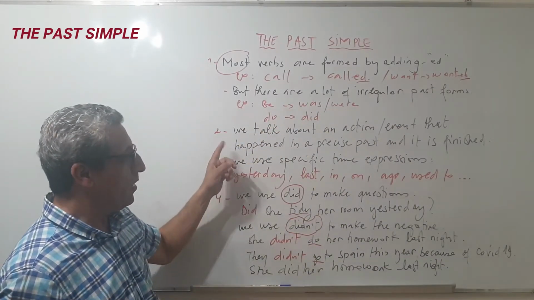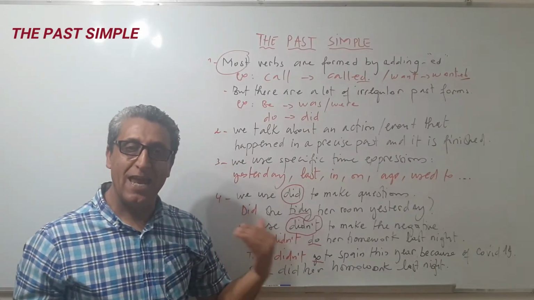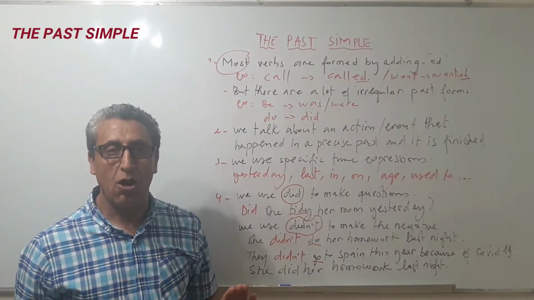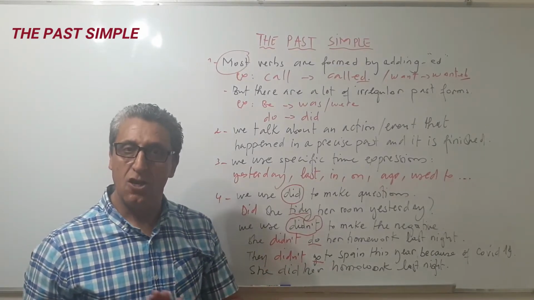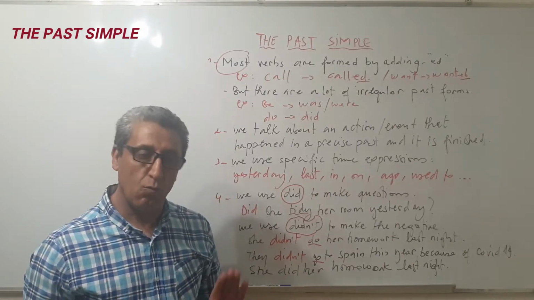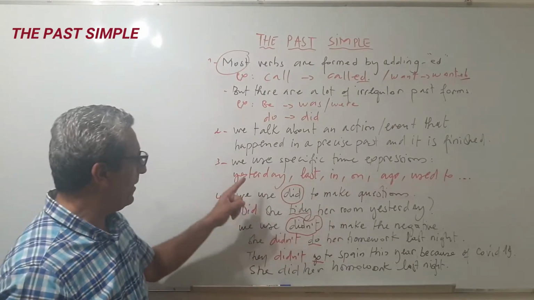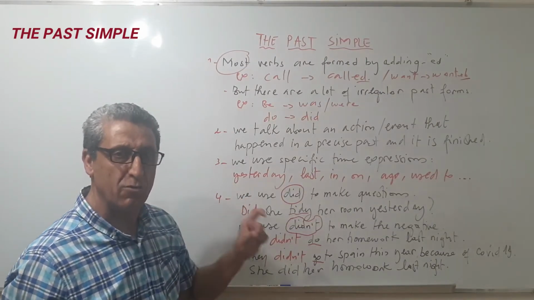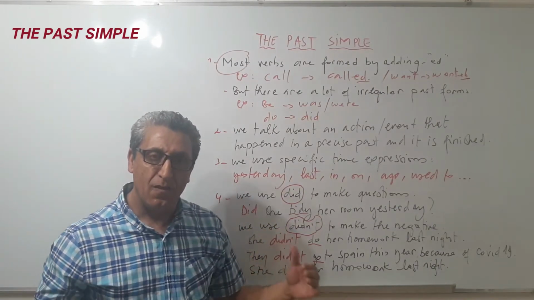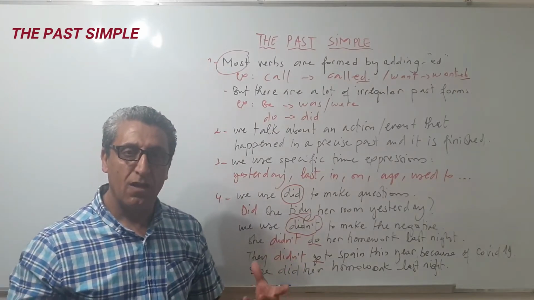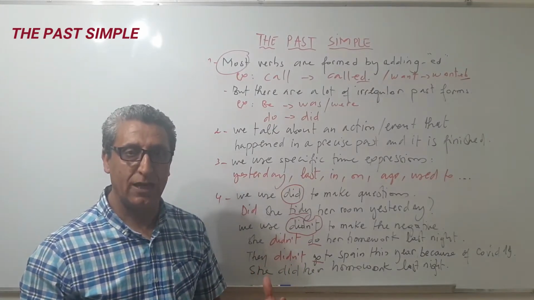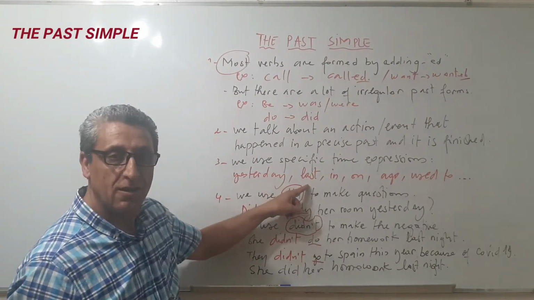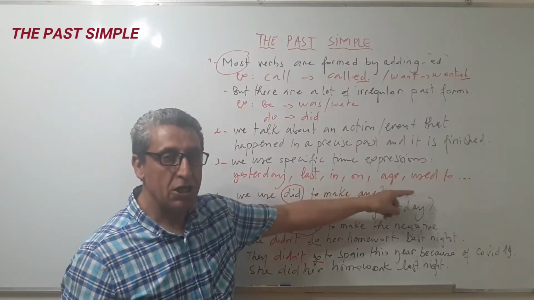Number 2, we said that the past simple is an action or event that happened in a precise past, and it is over, it is finished. It has no connection with the present. Number 3, with the past simple, we use specific time expressions. These time expressions create this context of the past. So these time expressions are yesterday, last, in, on, ago, used to.